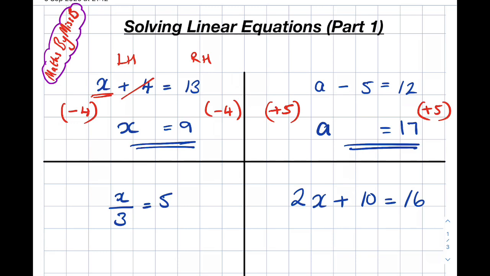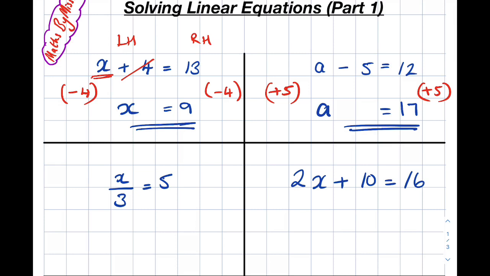Looking at the third one down, where you've got x divided by 3 equals 5. Again, we're trying to get the letter on its own. Only in this case, we are trying to get rid of this divide by 3, because that's how it's linked to the x above. It's x divide by 3. And in order to get rid of a divide by 3, you need to do the opposite calculation, because multiplying by 3 and then dividing by 3 will cancel each other out.